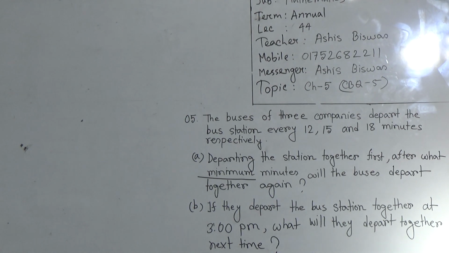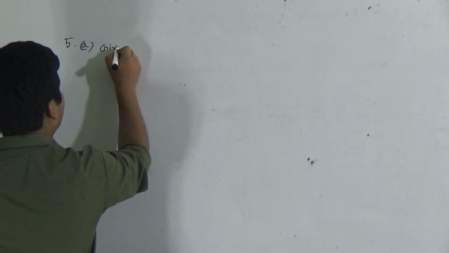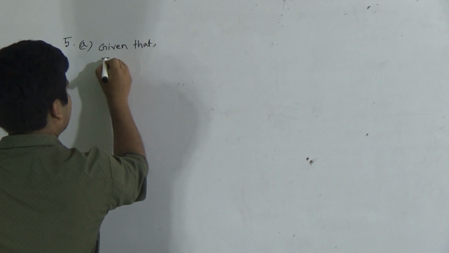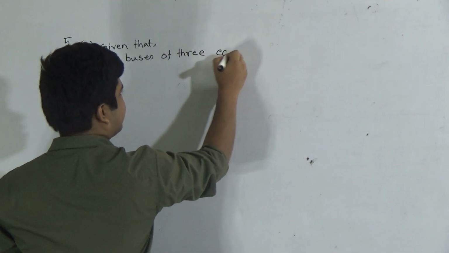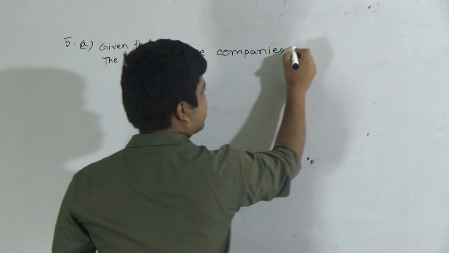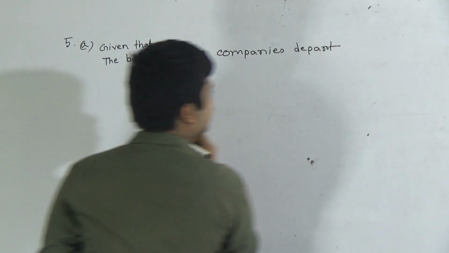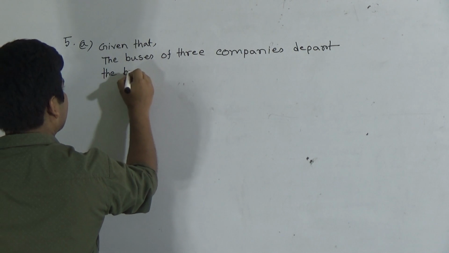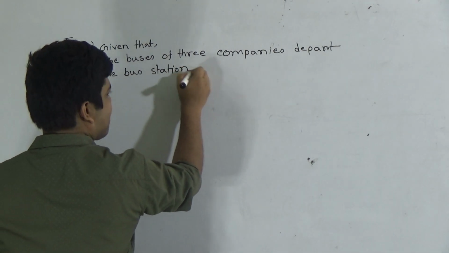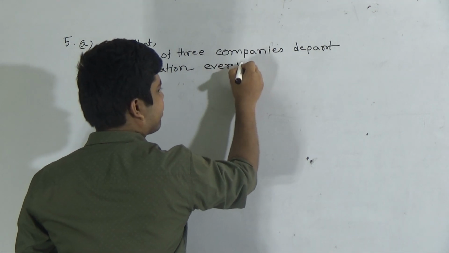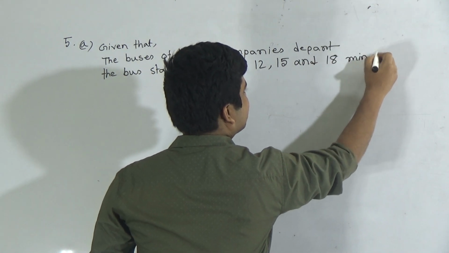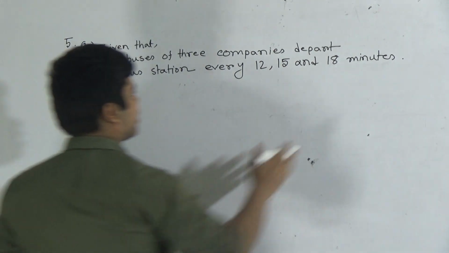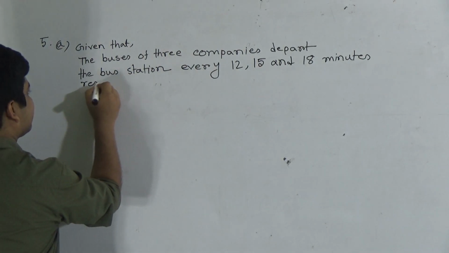Question number A. So first of all we write given that: the buses of 3 companies depart the bus station every 12, 15 and 18 minutes respectively. Here I write respectively.